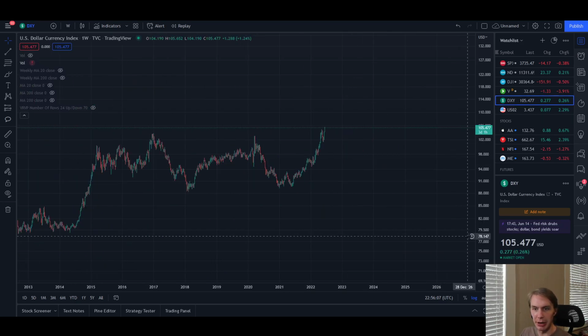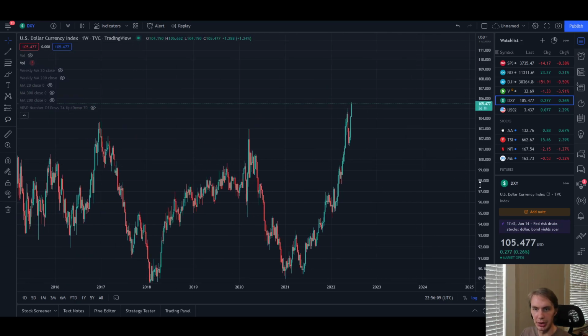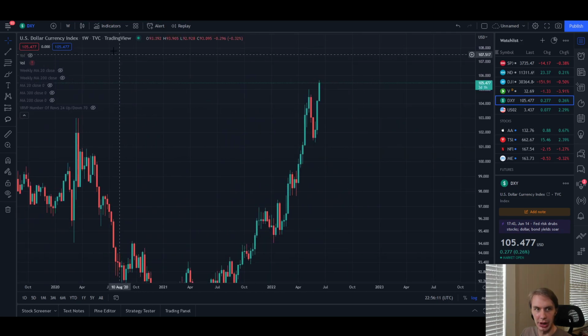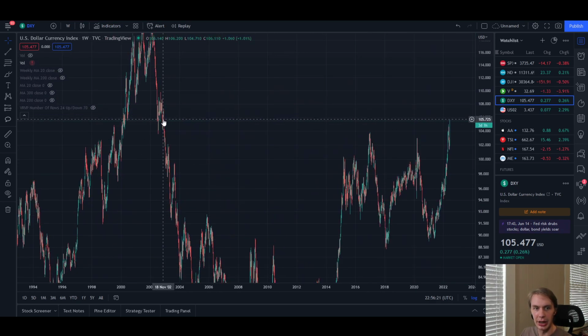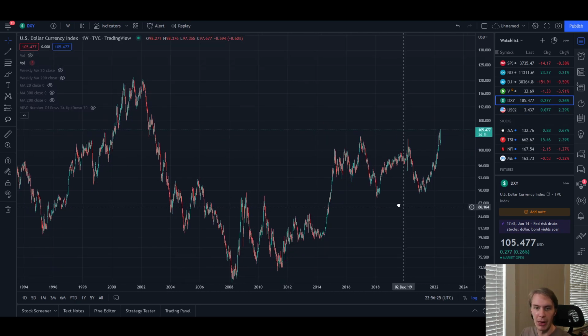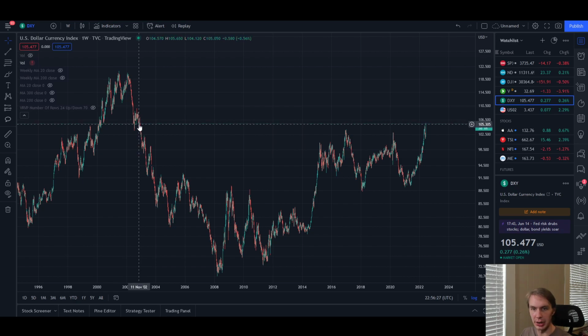We also see this manifesting in the dollar chart. So I'm showing you here the weekly chart. You see it has just gone off, broken, set a new local high. In fact, the last time the dollar was at this level was in 2002. We're talking 20 years ago was the last time the dollar was this high.